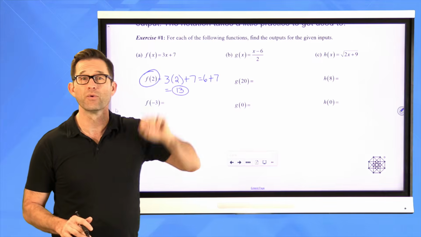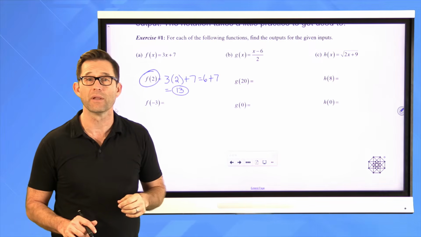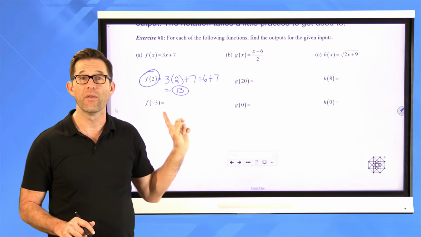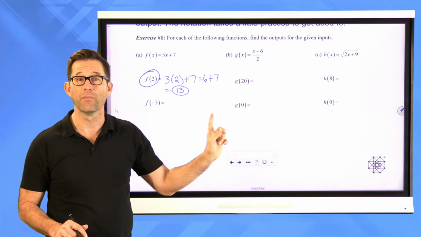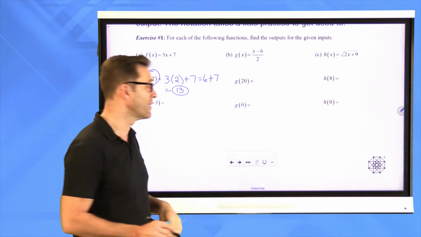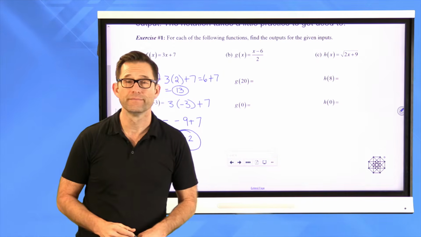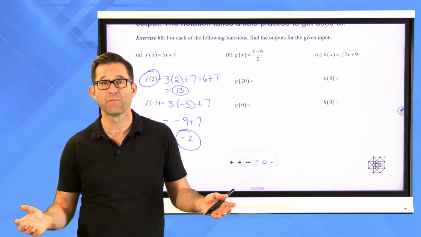Sometimes we won't have the rules in equation form. We'll get to some of those a little bit later on. But here's the rule, here's the input, and this is asking us for the output. So when it says f of negative 3 equals, all I'm going to do is put negative 3 in for the input and work through the rule. That's negative 9 plus 7. So f of negative 3 is equal to negative 2. That's function notation. That's basically it.